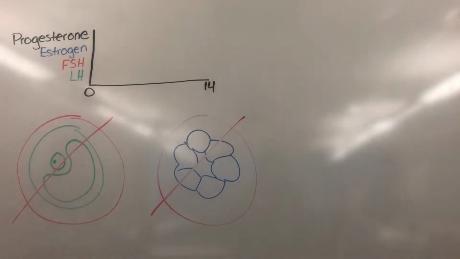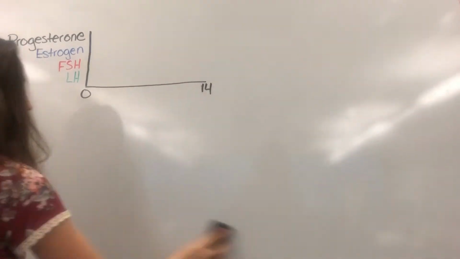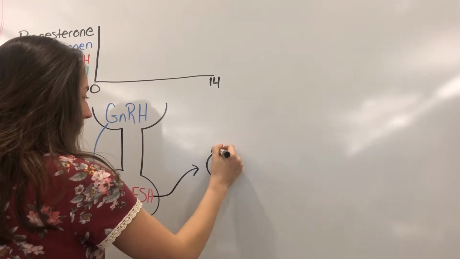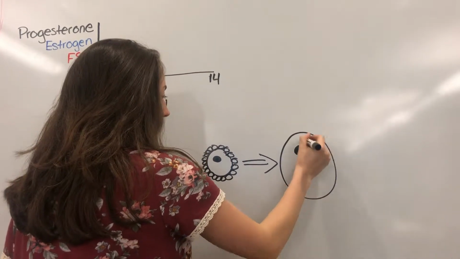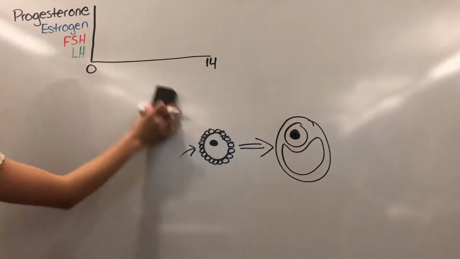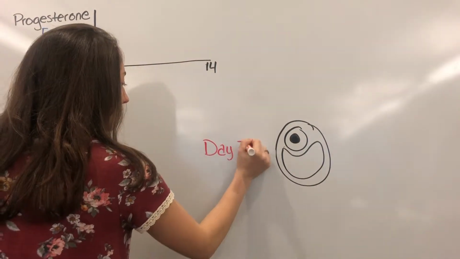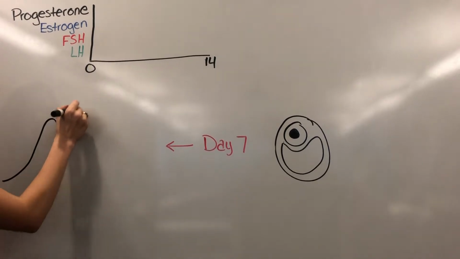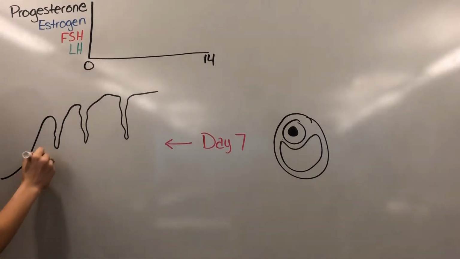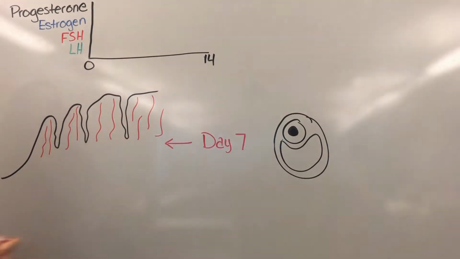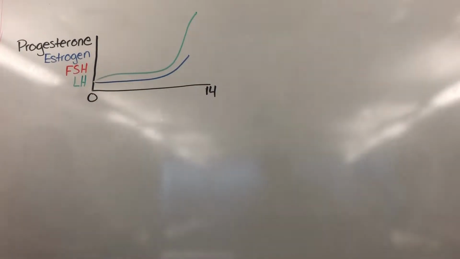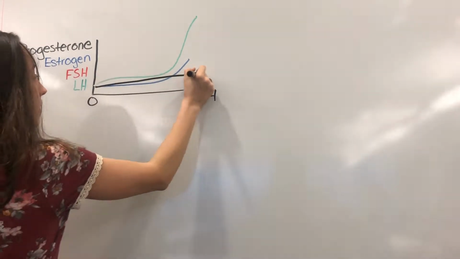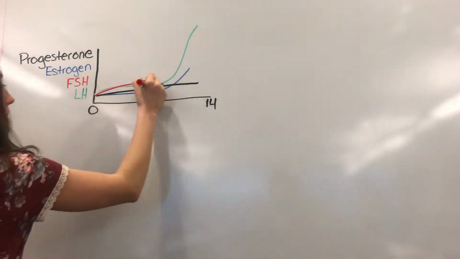All while this is happening, GnRH is released from the hypothalamus, which stimulates the production of FSH from the anterior pituitary gland. This causes the maturing of follicles. At mid-development, around day 7, the maturing follicle starts producing estrogen. Production of estrogen causes the endometrial layer to start building up again, getting ready for possible implantation. At the very end of the phase, there is a giant surge of estrogen and LH.